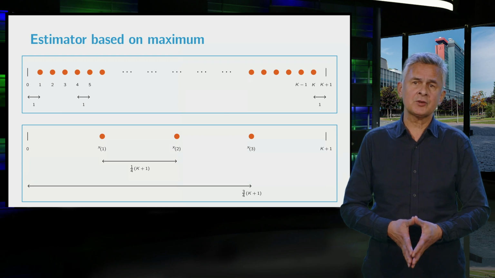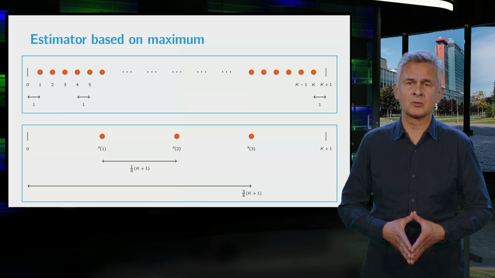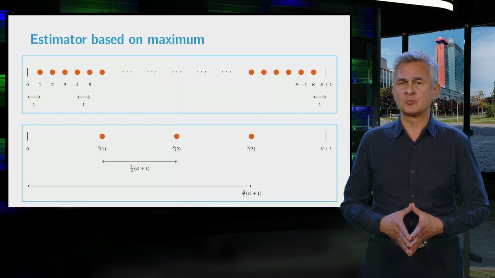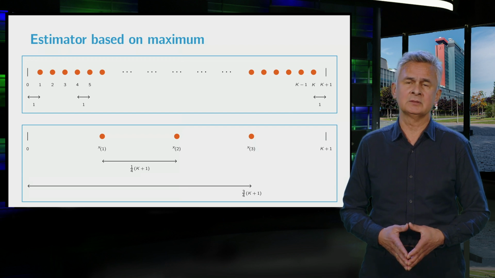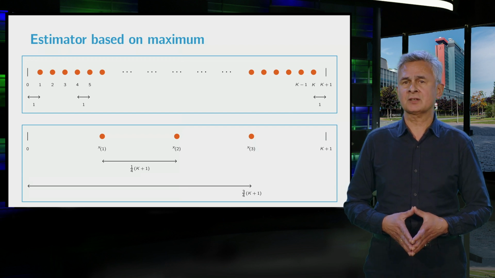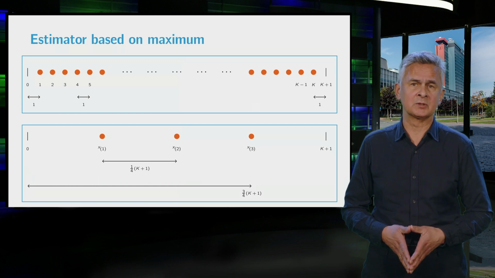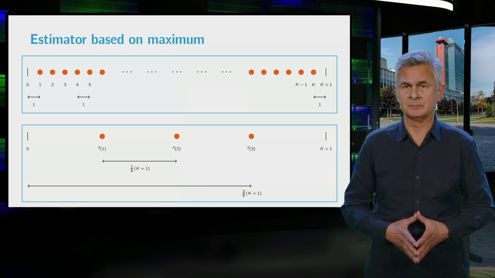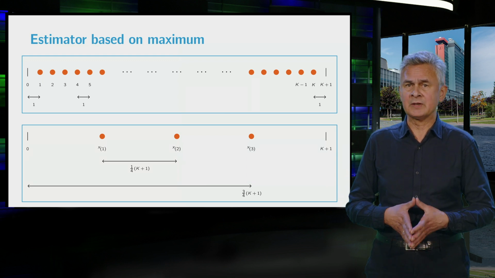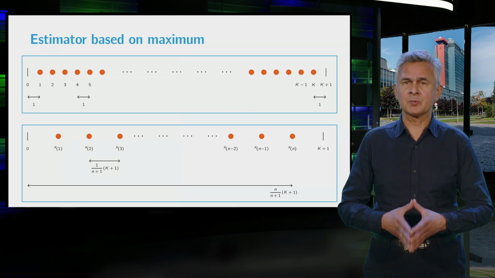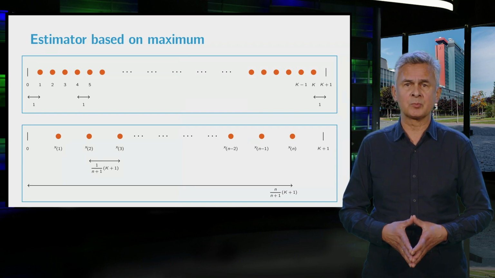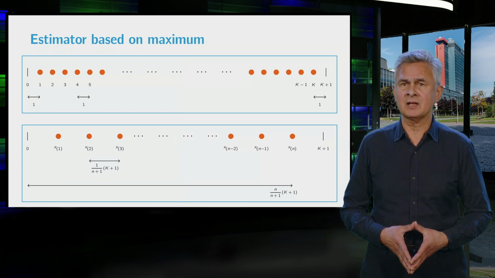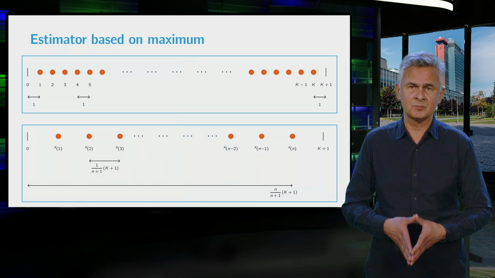Now we use here the notation of order statistics as introduced in the MOOC on probability. So x bracket 1 is the smallest number and is roughly at 1/4 of k plus 1. The second order statistic is roughly at 2/4 of k plus 1. And the largest order statistic is roughly at 3/4 of k plus 1. And in general, if we draw n numbers, their positions roughly divide the range in n plus 1 equal parts, so that the largest order statistic is roughly at n over n plus 1 times k plus 1.